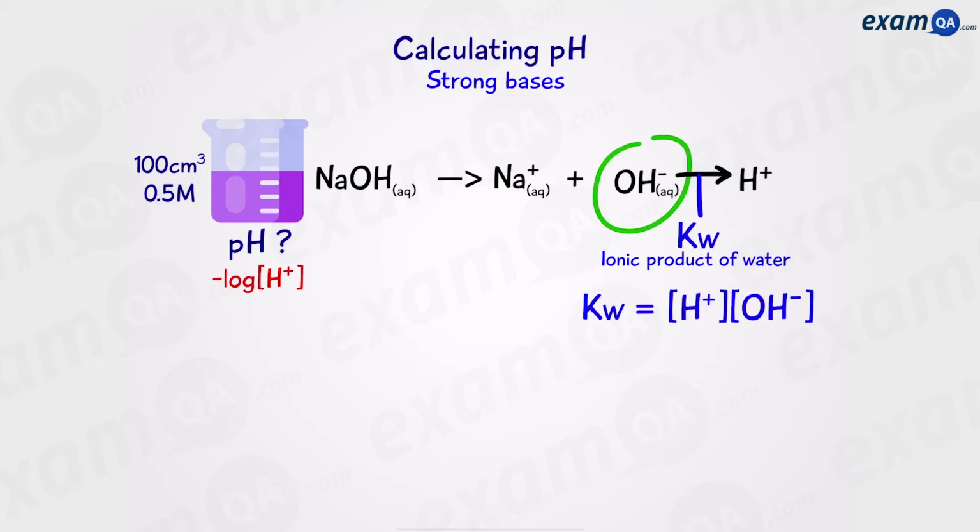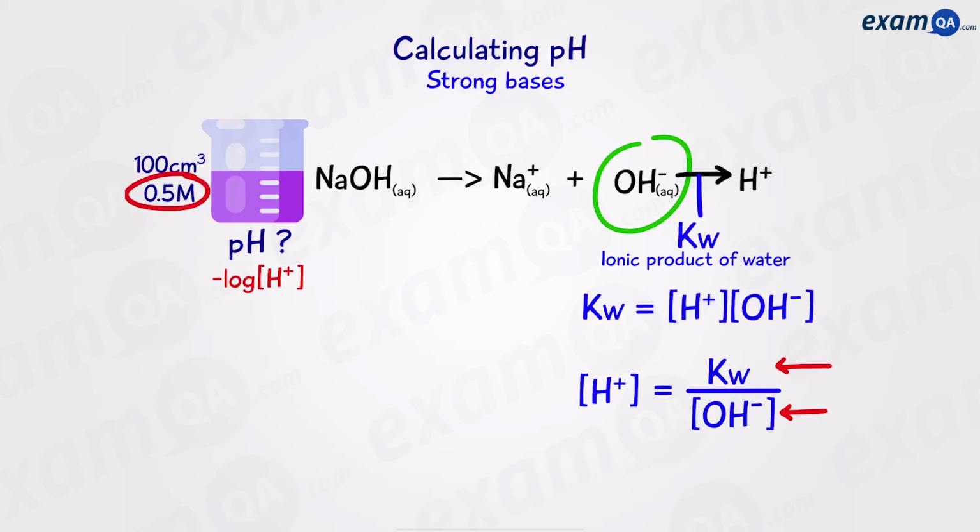Now Kw can be expressed as the following: the concentration of hydroxide ions multiplied by the concentration of hydrogen ions. We're going to do a separate video on the basis and the principles of Kw, but for now, just make sure you understand this expression. Okay, so you can see here that we have an equation which has hydroxide ions, hydrogen ions, and Kw. To work out hydrogen ions, all we're going to do is rearrange it like so. Now all we have to do is work out the value for Kw and hydroxide, and there we go, we have hydrogen ion concentration.